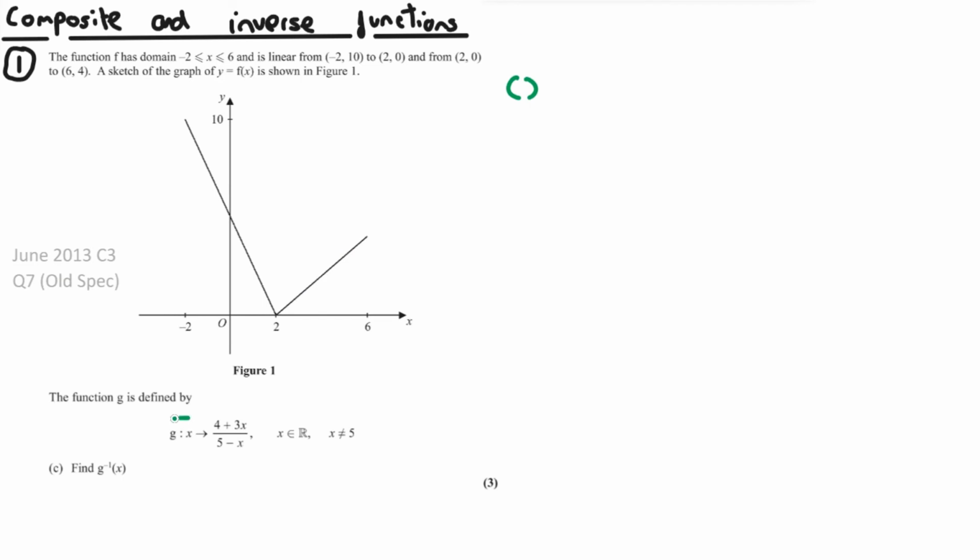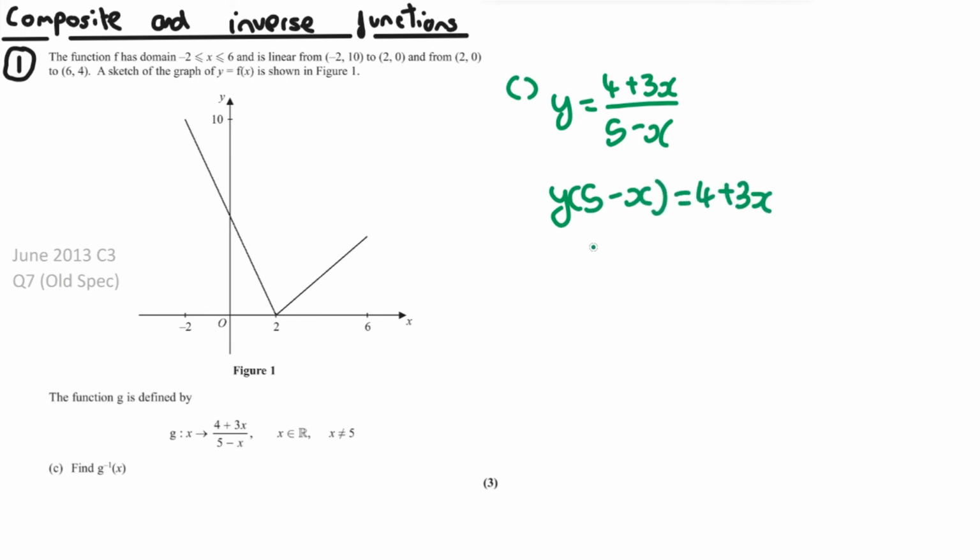So for part C, remember that this here just means g of x, it's just another way of saying it. It's just g of x is equal to this, and we need to find the inverse g of minus 1 of x. So the first step, again, as we talked about before, is to replace this with y, so it's going to be y is equal to 4 plus 3x over 5 minus x, and then we're going to times everything by 5 minus x to get rid of the denominator, so it's going to be y of 5 minus x is equal to 4 plus 3x, and then expand the bracket to 5y minus xy is equal to 4 plus 3x.